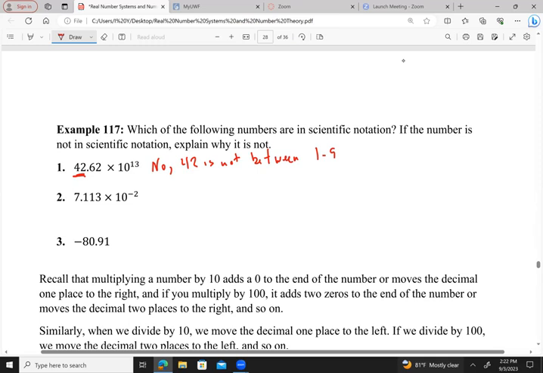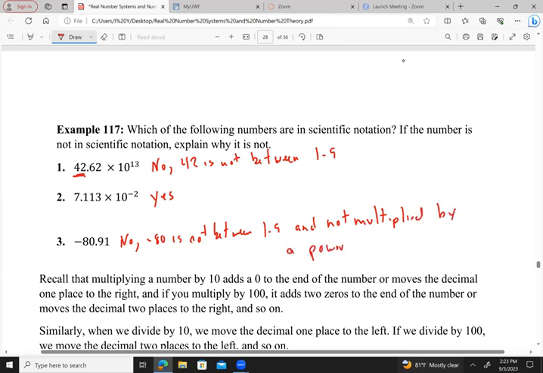How about 7.113 times 10 to the negative 2? This is scientific notation. And how about negative 80.91? No, negative 80 is not between 1 and 9. And it's not multiplied by a power of 10.